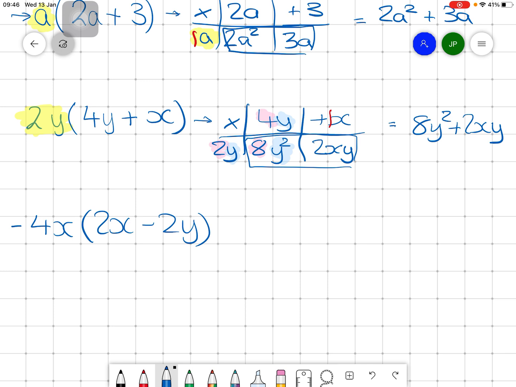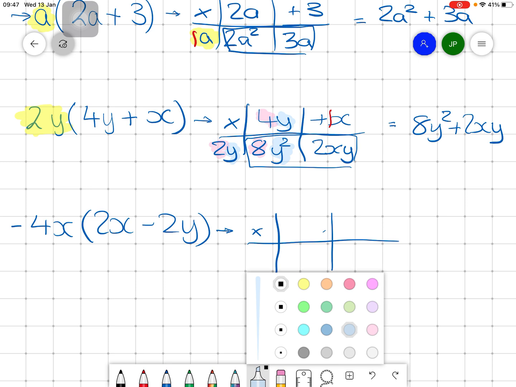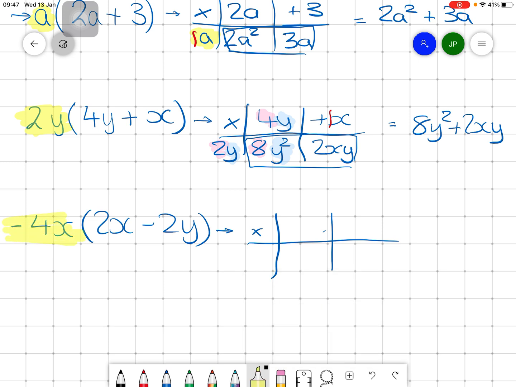Last one, definitely the hardest. We've got lots of negatives involved as well that we need to be very careful with. So, always come back to our grid. It gives us far more chance of getting these right if we come back to the grid each time. We're going to have to make sure we take the whole negative 4x with us. So, minus 4x will come in front. We can then have 2x and a negative 2y. Okay. Got to make sure you take all of it with you.